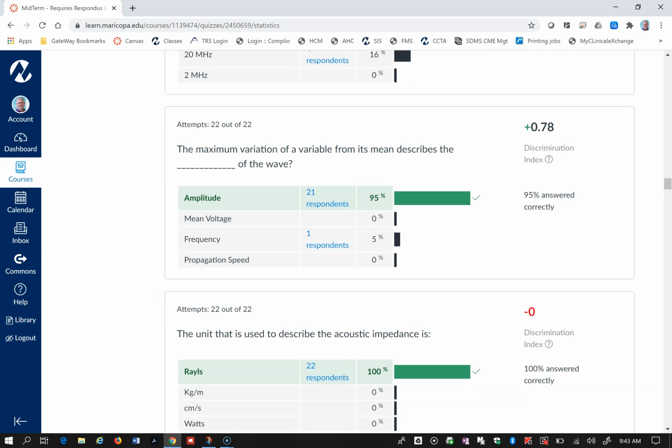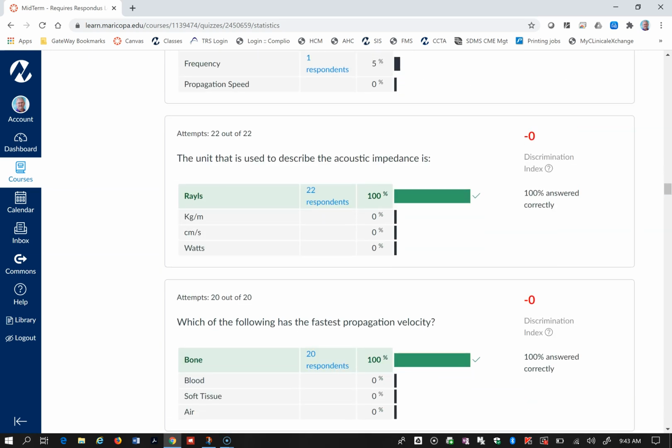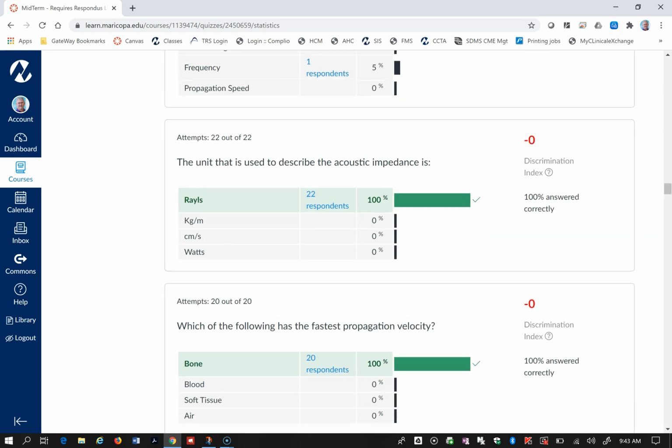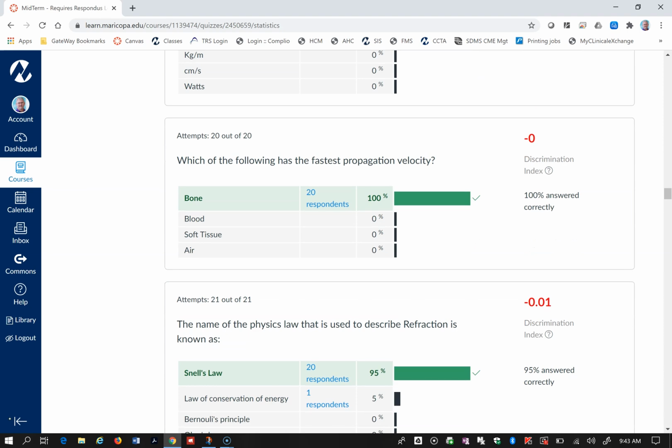Next question. The maximum variation of a variable from its mean describes the amplitude of the mean. Next question. The unit that is used to describe acoustic impedance is the rayl, and typically it's in the range of megarayls. Human body somewhere around 2 to 3 megarayls. Which of the following has the fastest propagation velocity? The stiffest of these is bone, so therefore the fastest propagation velocity is bone.